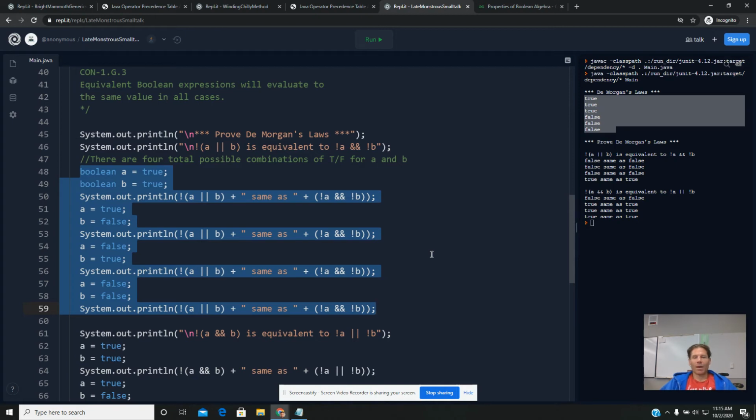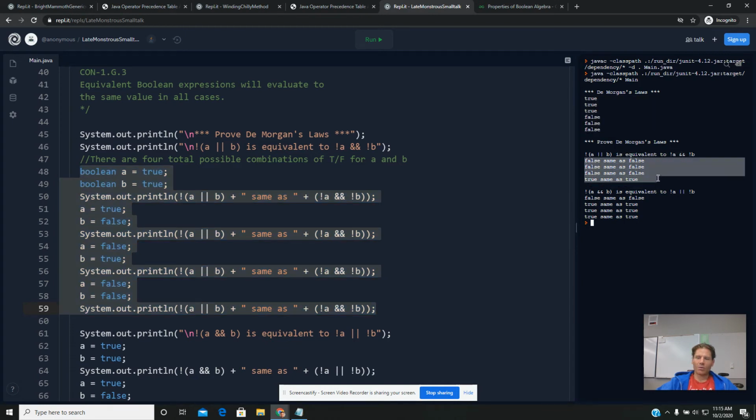Okay. So anyway, if we look at this, notice that I got equivalent prints each time. So whether I was using not the quantity of A or B, or not A and not B, I got the same outcome every time, regardless of the values that I chose for A and B. It was always the same. That's what it means to say that two Boolean expressions are equivalent. That's why we accept DeMorgan's law, because there's no way to disprove it. There's no combination that we could come up with that wouldn't work.